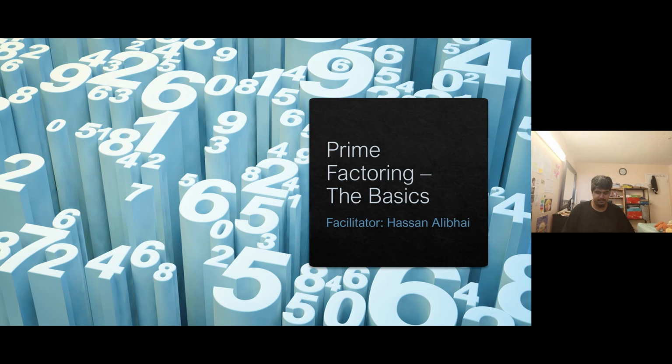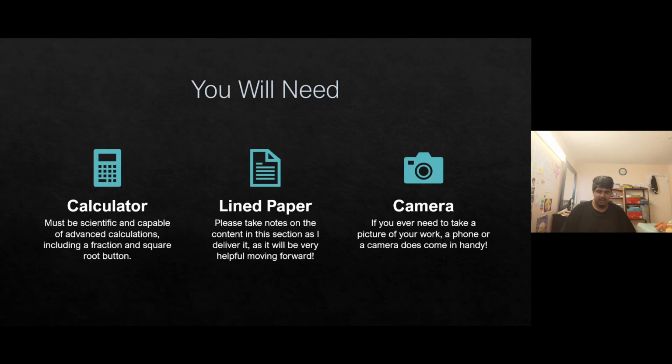Let's get started. So, here is a good list of items that you will probably need. Your calculator needs to be scientific and capable of relatively advanced calculations. So in this case, I would be talking about having a fraction button and a square root button at the minimum. Also, line paper, always a good idea to take notes. And finally, you should have a camera on hand or a phone. If you ever need to take a picture of your work for whatever reason, it's always good to have one handy.